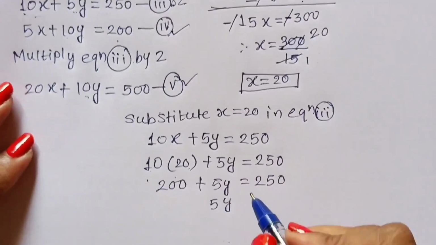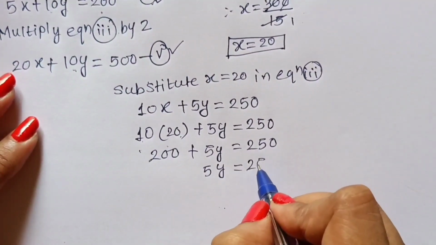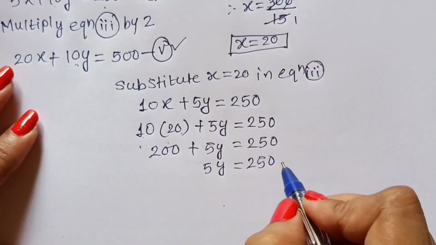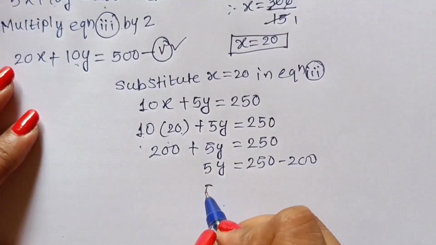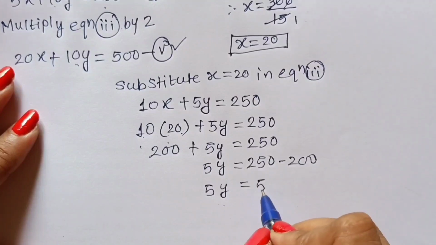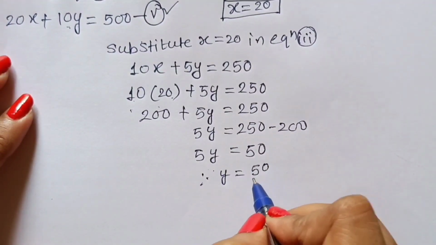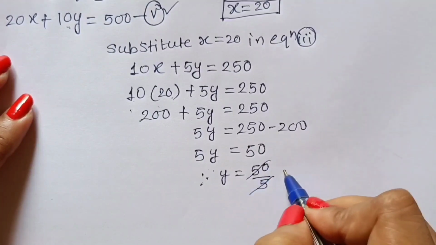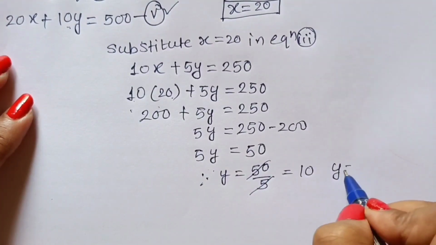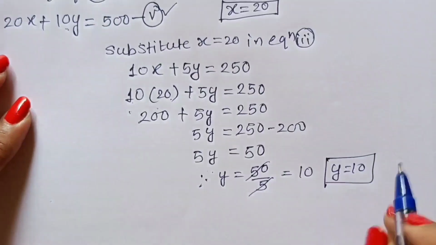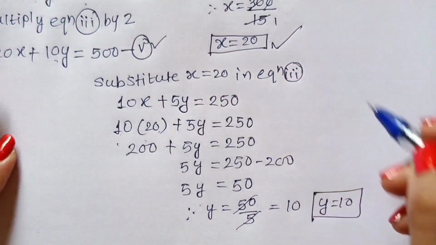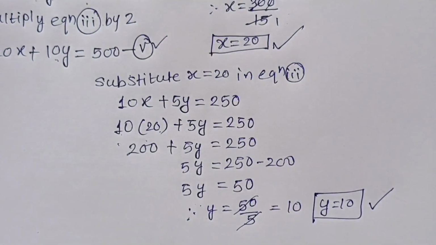5y is equal to 250. This 200 transfers, it becomes minus 200. 5y is equal to 50. And therefore y is equal to 50 upon 5, which means 10. y is equal to 10. So in this way we have got x is equal to 20 and y is equal to 10.